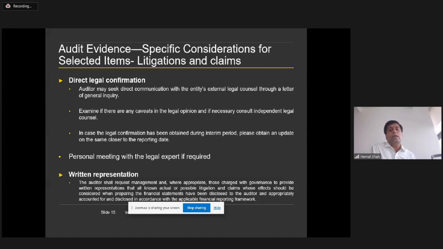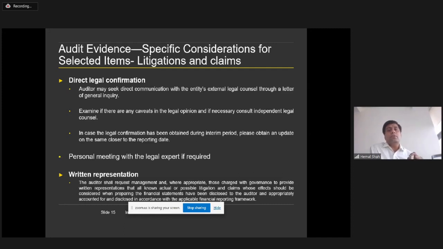Auditor should get a written representation from the management in terms of completeness of the litigation, in terms of all the litigations are explained, are provided to the auditor for their assessment. And if required, auditor also should involve internal expert. When I'm saying internal expert, in the sense, if the matter is very significant, at times the consultant who has been appointed by the management may also be biased.